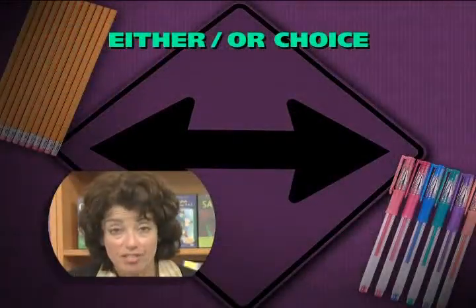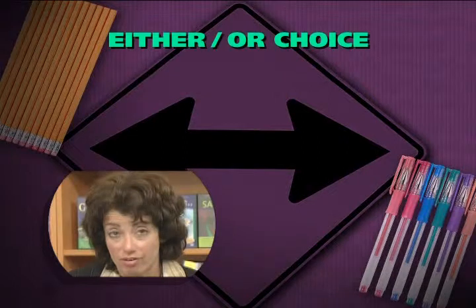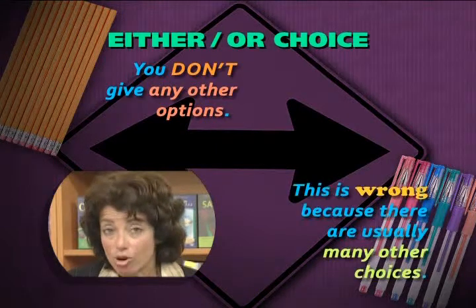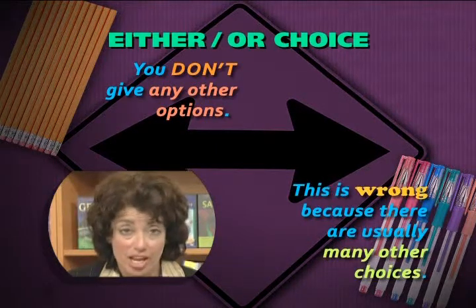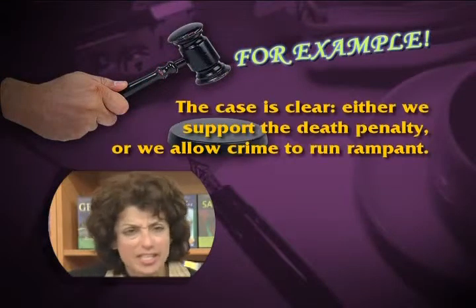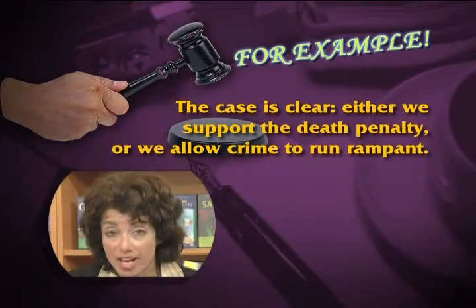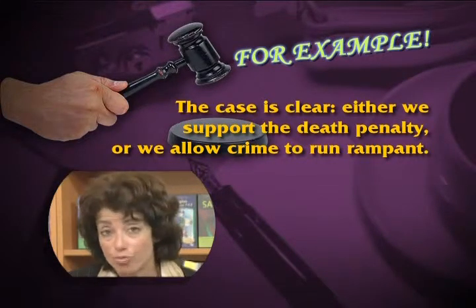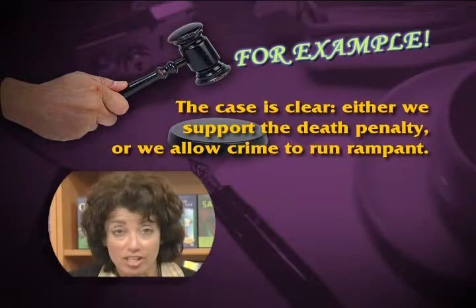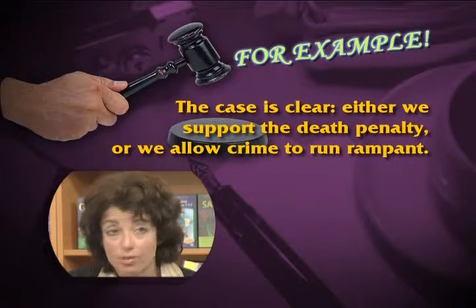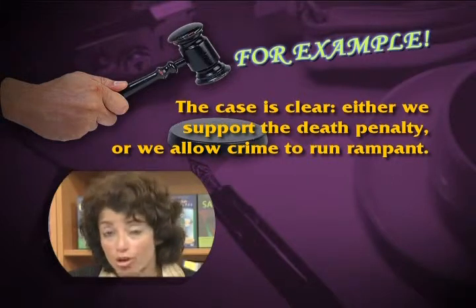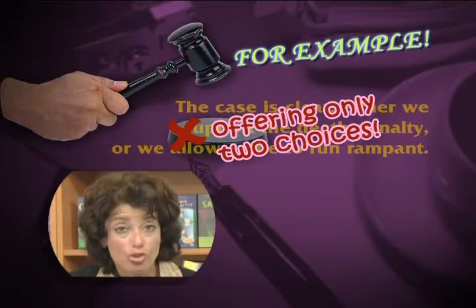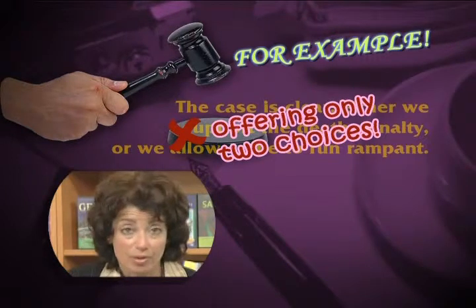It's also a logical fallacy when you offer an either or, one or the other choice. You don't give any other options. This is wrong because there are usually many other choices as well. For example, the case is clear. Either we support the death penalty or we allow crime to run rampant. Well, it's not as simple as that, because you may not want to support the death penalty, and therefore you may offer some other options. You may say perhaps we could have different programs in prisons, or we could have some kind of early intervention. But by offering only 2 choices, you're undermining your believability.